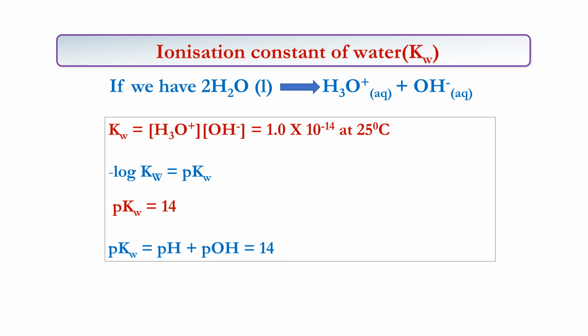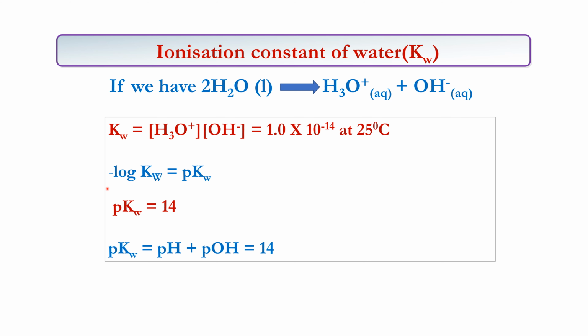We now look at the ionization constant for water, and it is given by capital K with subscript W. If we have 2 molecules of water, it gives hydronium ion plus OH ion. So the Kw, the ionization constant for water, is equal to the concentration of hydronium ion multiplied by the concentration of the OH ion. And this is equal to 1.0 times 10 to the power minus 14 at 25 degrees centigrade. So this is just a constant.